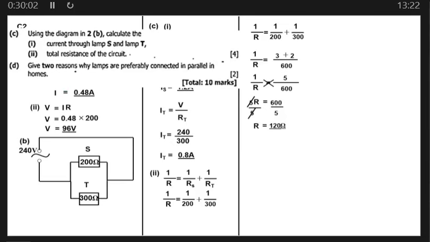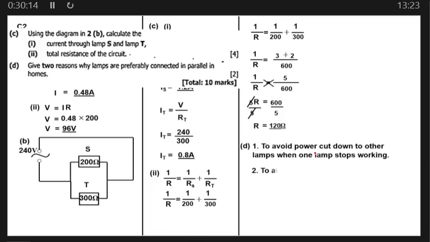Give 2 reasons why lamps are preferably connected in parallel in homes. So one of the reasons is that, 1, to avoid the power cut to other lamps when one lamp stops working. Then 2, to allow bulbs to receive the same voltage and light with the same brightness. All right, so let's go to the next question.